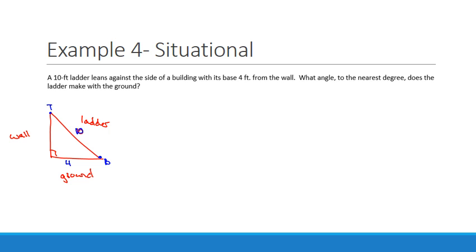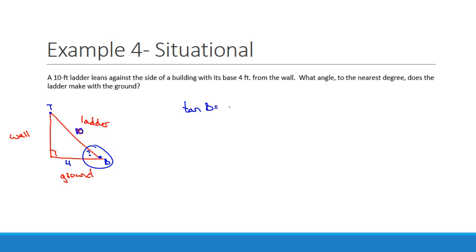And now what angle to the nearest degree does the ladder make with the ground? So where the ladder and the ground meet is what I'm worrying about. So I'm wondering about what this angle B would be. So then tan B is equal to, well, my marker's not working here.